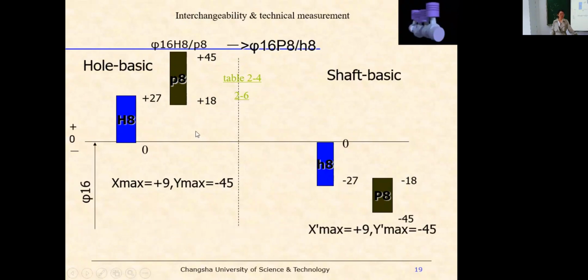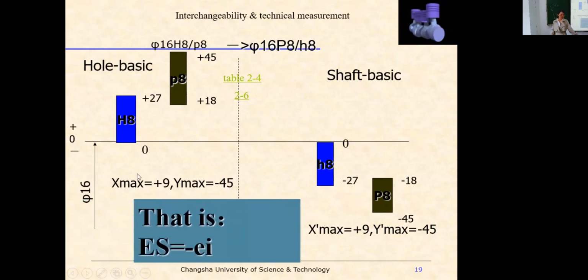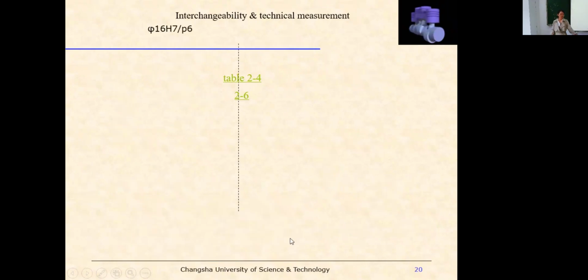So when you design it as a hole, or as a shaft, they'll fit. They have the same maximum interference, the same maximum interference, right? So they are the same fit. So ES equals minus EI.